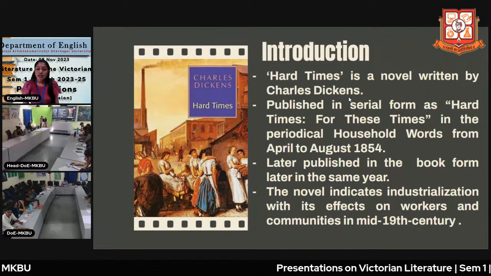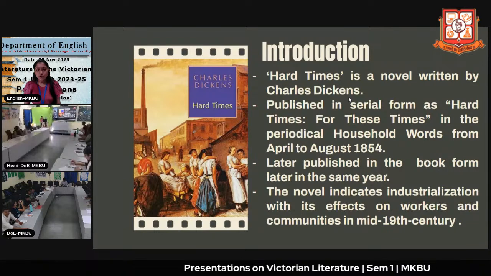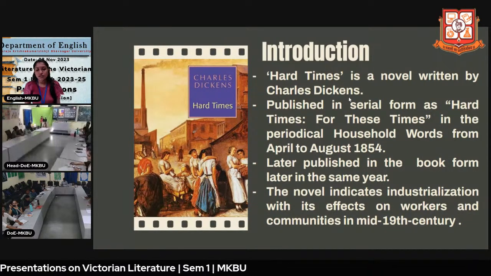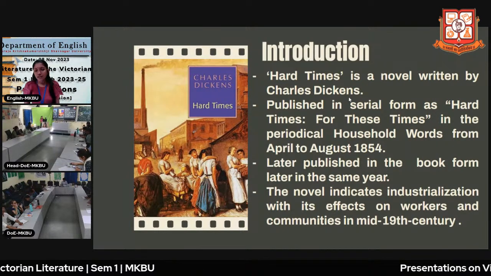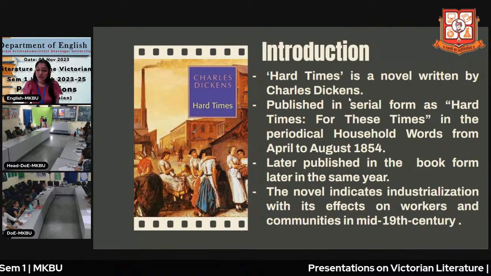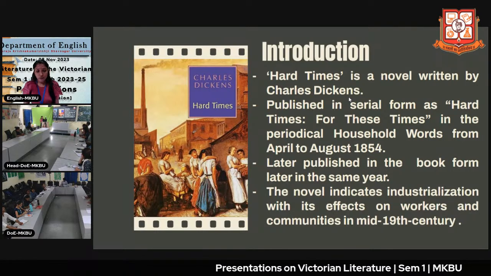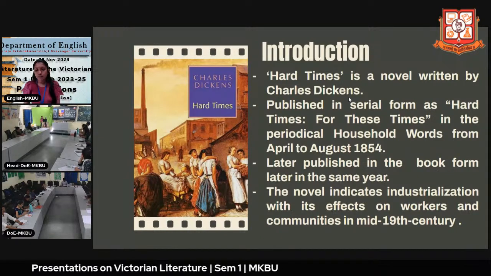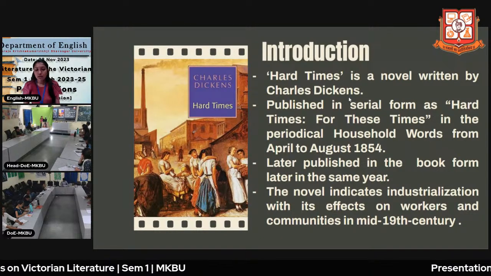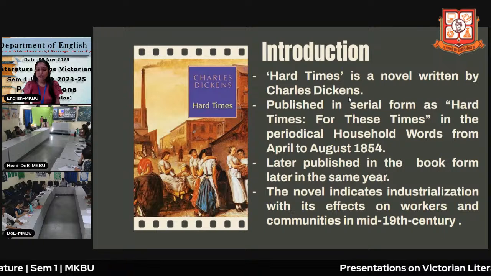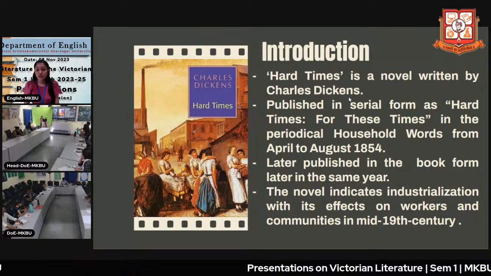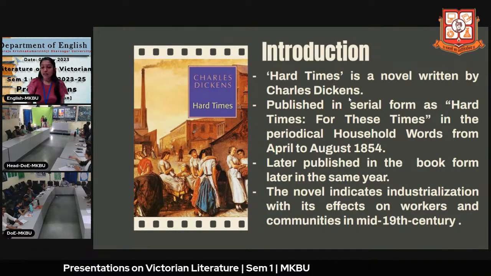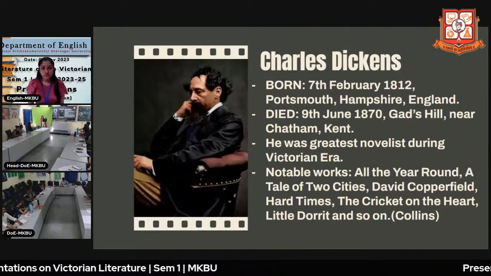Introduction. This is the basic information of Hard Times. The novel is written by Charles Dickens, as we already know, and published as Hard Times for These Times in the periodical Household Words from April to August 1854, and later published in book form in the same year. The novel indicates industrialization with its effects on workers and communities in the mid 19th century.